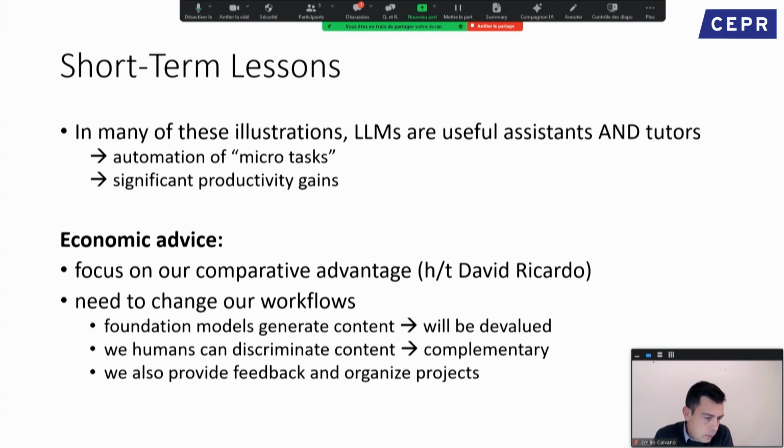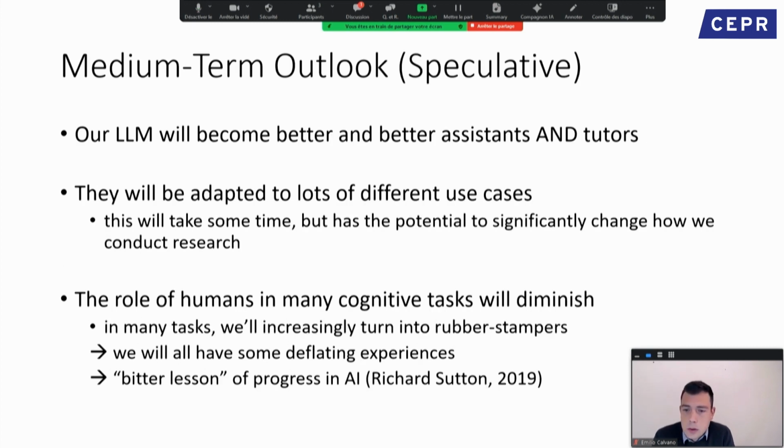And what's the economic response to that? Well, we should focus on our comparative advantage. We let these systems generate content, and we evaluate them, guide them, provide feedback, and so on. And that will make us complementary, and that will make us a lot more productive. In the medium term, I think there's no doubt that they will become better and better. The only question is how much better, and I will leave that conversation for our panel afterwards.